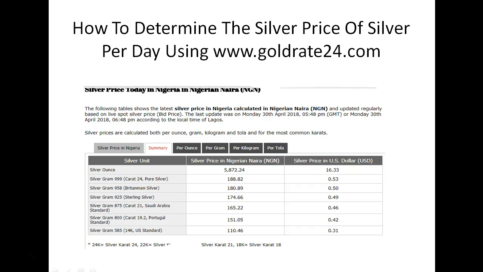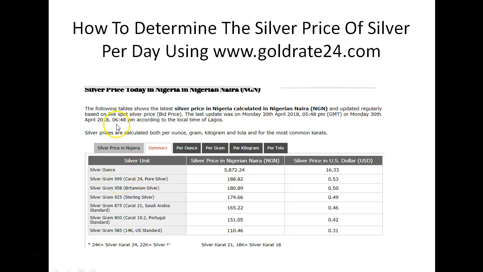To do that, the best and easiest way is to locate a website called www.goldrate24.com. When you go to that website, the price of silver there is in dollars, but you want to know the price in naira. So you locate Nigeria. You see other countries there, and on the left-hand side, locate Nigeria. Click on Nigeria and it will open up, and you see the prices in naira. The first price you see will be the price of gold. Then go down, and after that you see the prices of silver. This is how it's going to look.